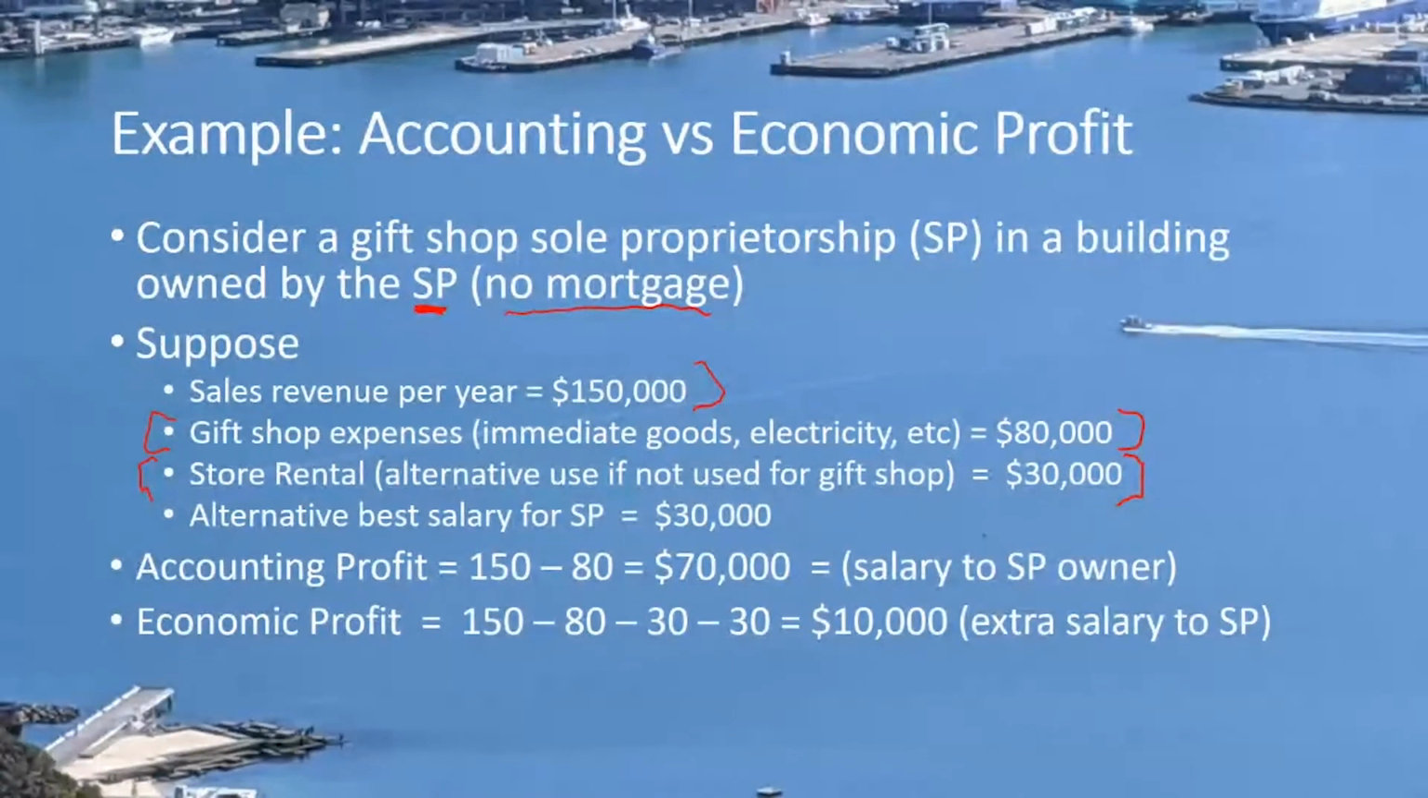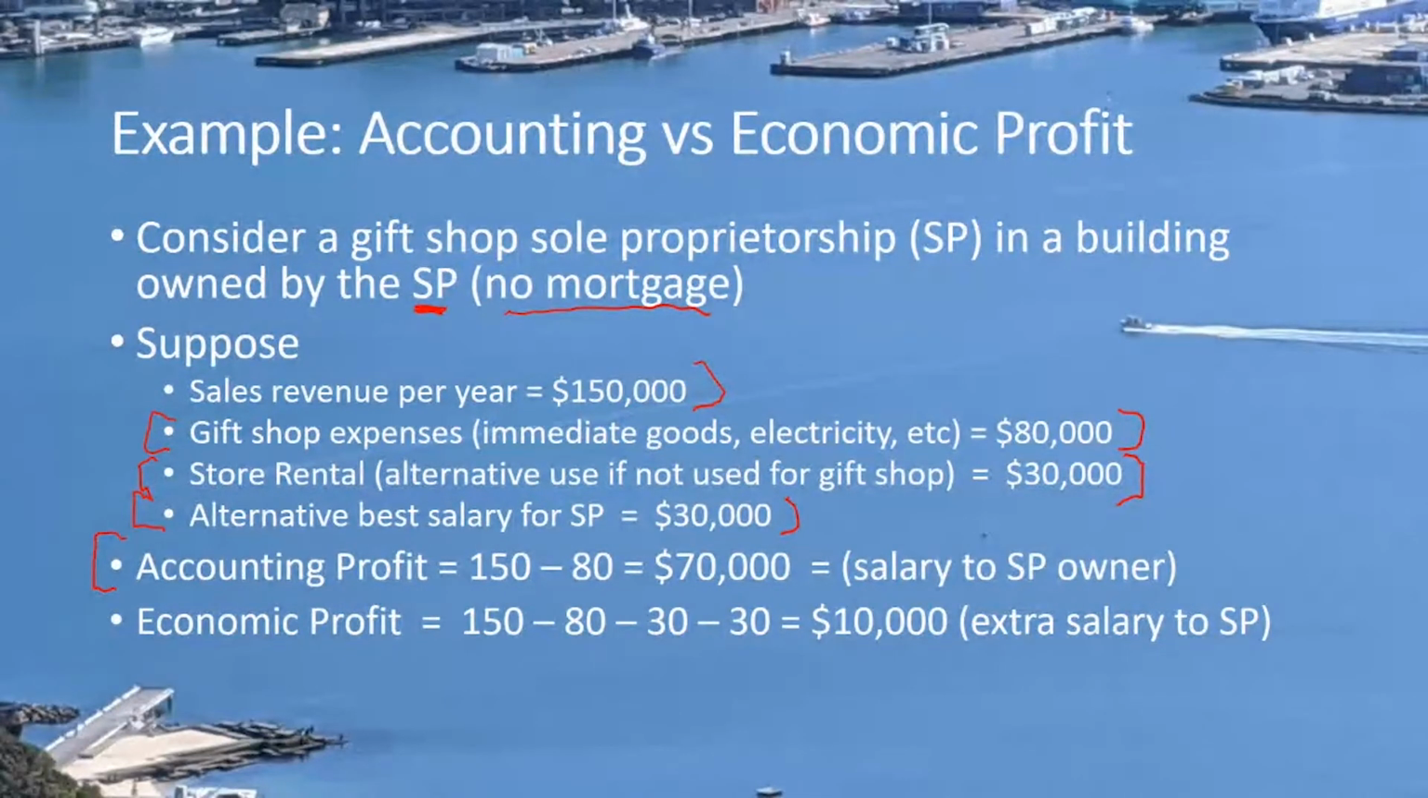Let's imagine that that store rental, if you rented it out to someone else, would be $30,000. Now, let's also take the owner, the sole proprietor, and evaluate what he or she would make in an alternative job working somewhere else. Again, I'm making up the numbers here, but let's imagine that the best this person could do elsewhere is to make $30,000 per year in a different job. Now, let's put all of this together.